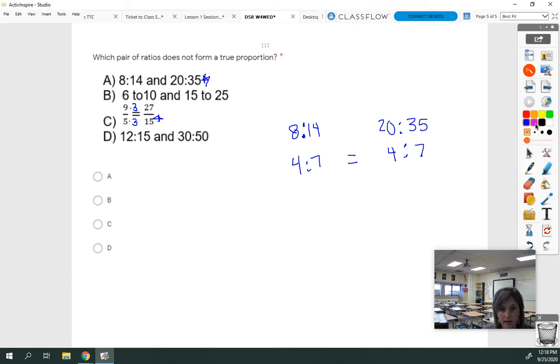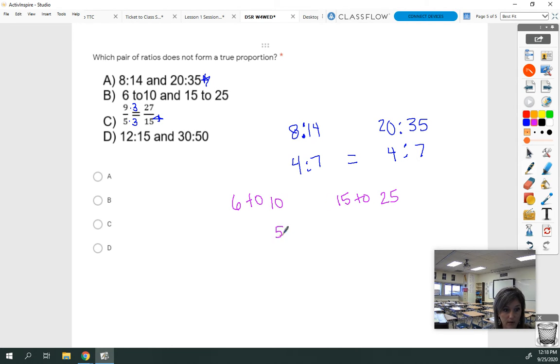Let's try another one. I have 6 to 10 and 15 to 25. I have to find a number that these both go into, a greatest or the least common multiple, if you remember that from last year. I know that they both can multiply to 50.